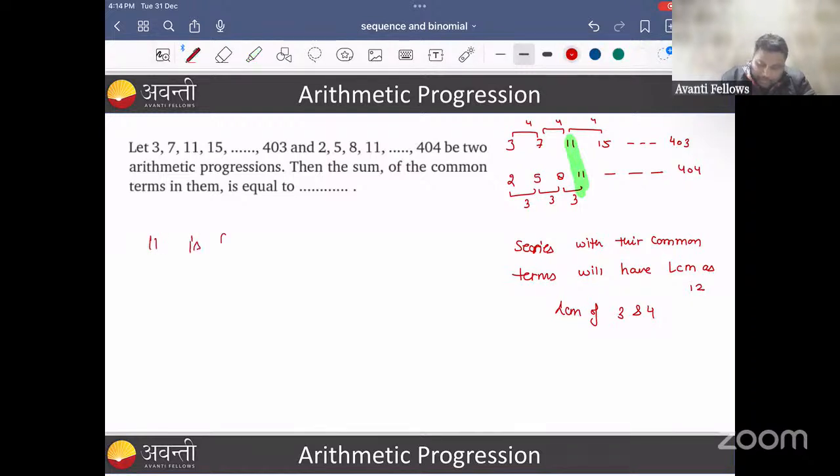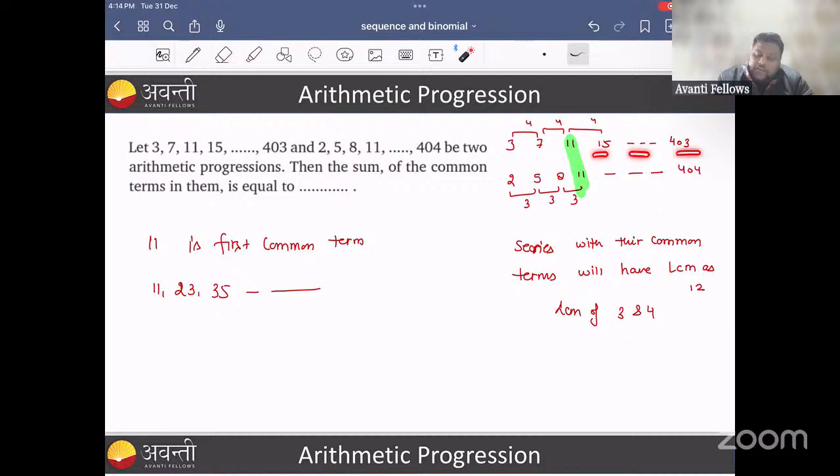11 is the first common term. That means the series with the common terms will start with 11. Next will be after 12, that is 23. Then 35 and so on. This is how it is going. See here, the next terms you see are 15, then 19, then 23. So the common terms will be 11, then 23, then 35 and so on and so forth.